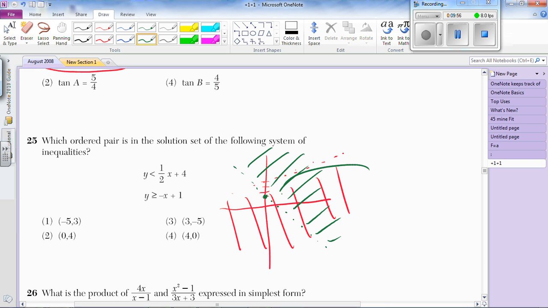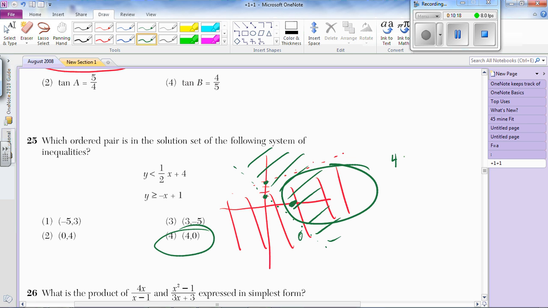So I need something in this area. -5, nope, 0, 4. Nope, that's right on the line. 3, negative 5. It's close to down here. 4, 0. I'm going to guess. I think it's 4, 0. Pretty sure it's 4, 0. I'm going to test it.